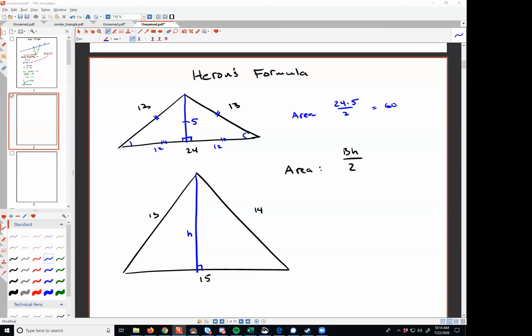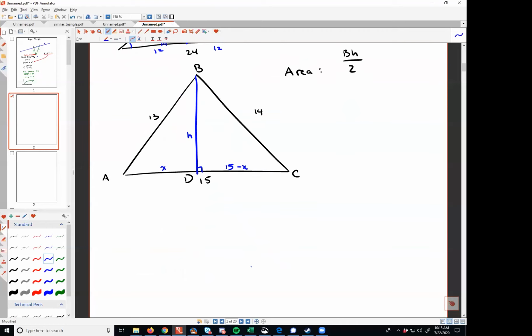Okay. What is x? X would be one of the divided sides of the base. Okay, let's let D be the foot of the altitude. Let's let AD be x. And let CD be 15 minus x. What can we do now?